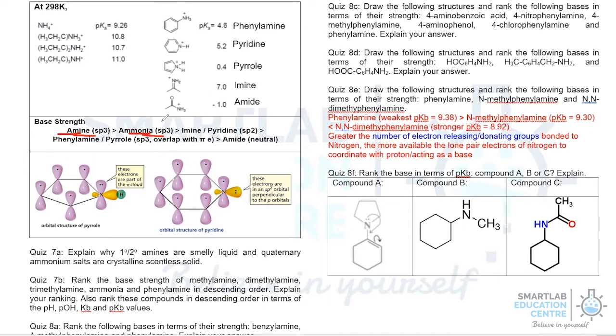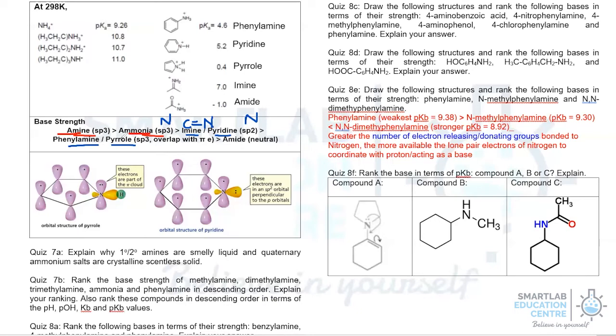Next, in terms of nitrogen that is sp3 relative to sp2, like in the case of pyridine and imine, which has a C double bond N, sp2 nitrogen would have more s character, and therefore its lone pair electrons will be more sterically hindered for proton coordination. Hence, imine and pyridine are weaker bases than ammonia. Relative to phenylamine and pyrrole, you will find that they are stronger bases.